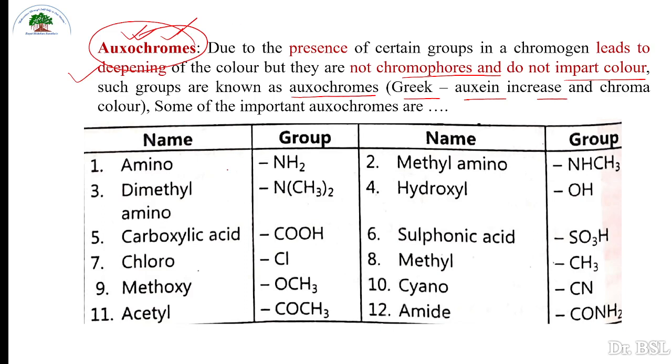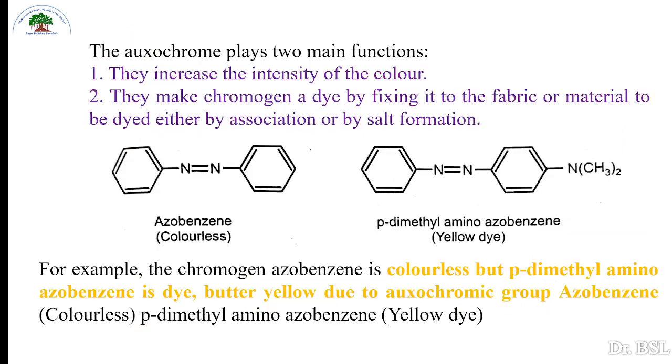Some of the important oxochromes are amino, methylamino, dimethylamino, hydroxy, carboxylic acid, sulfonic acid, chloro, methyl, methoxy, cyano, acetyl, COCH3, this one is acetyl, and amide, C double bond O NH2. This is amide. These are some of the examples of oxochromes.